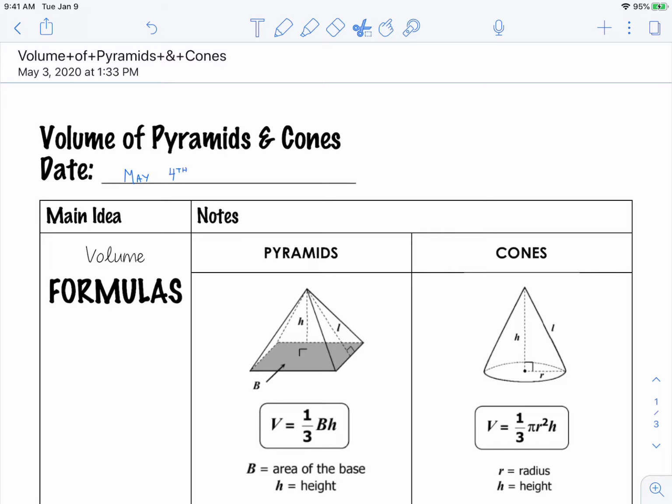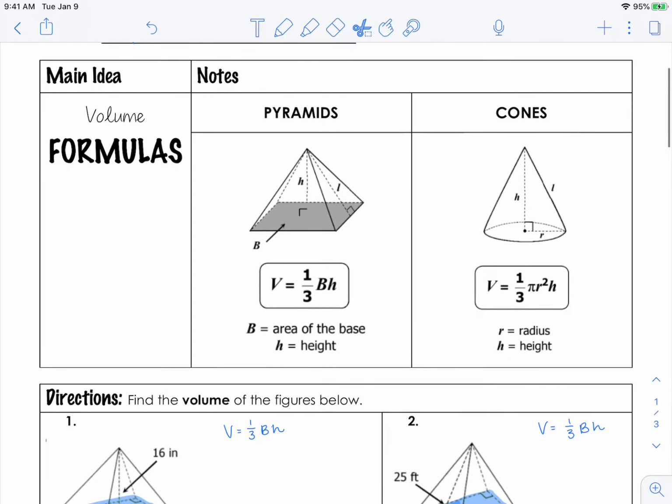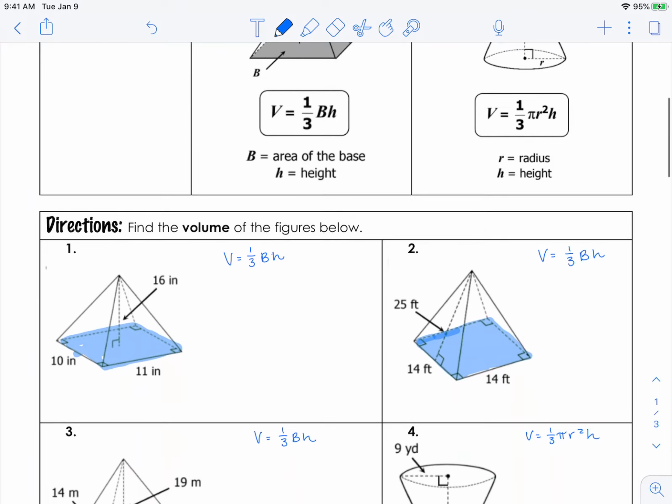Okay, so today is May 4th, and we are talking about the volume of pyramids and cones. Okay, so here are your two formulas that you're going to be using today. For pyramids, it's 1/3 times the area of the base times the height. For cones, it's 1/3 pi r squared times the height. Okay, let's start with number one.